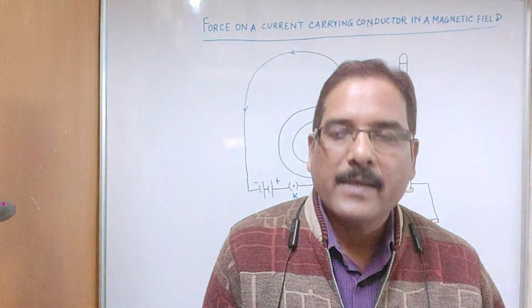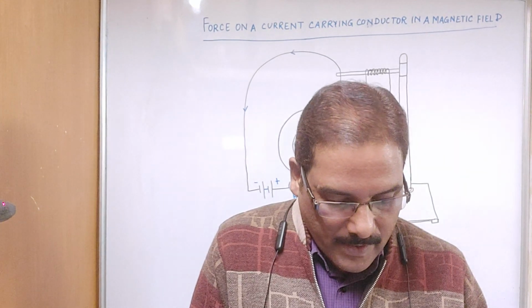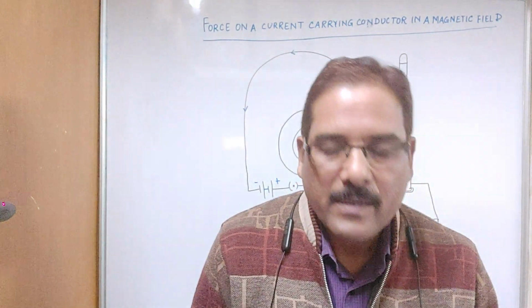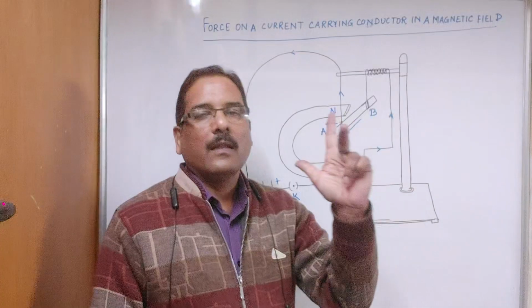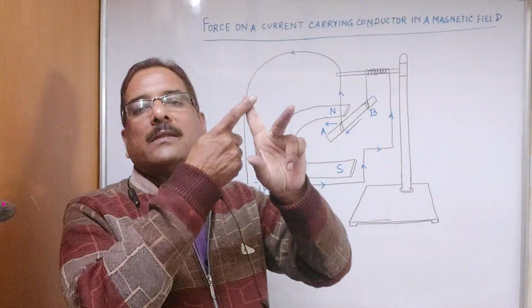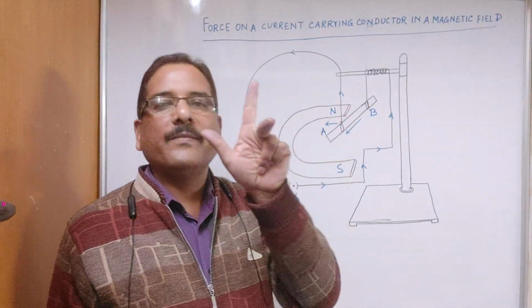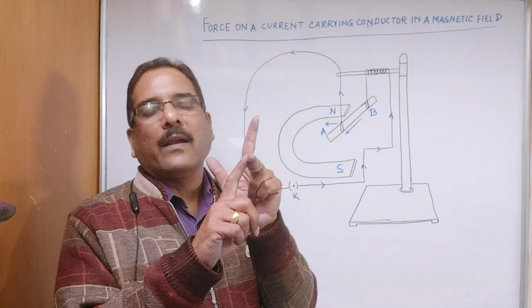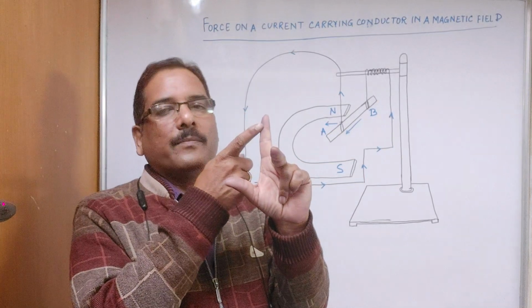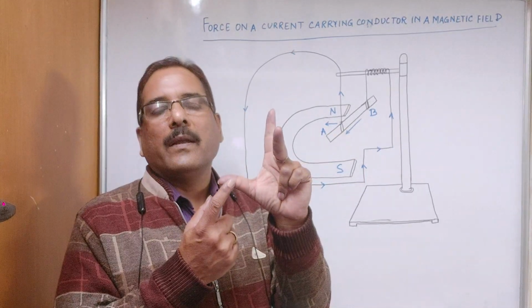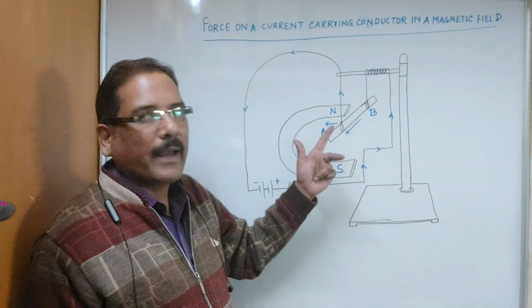Fleming has given a rule to find out the direction of force in such a case. Fleming's left hand rule states that if we stretch the middle finger, the forefinger and the thumb of our left hand in this way, such that the middle finger indicates the direction of current and the forefinger indicates the direction of magnetic field, then the thumb indicates the direction of motion or direction of force. Now in such a case, apply this rule.